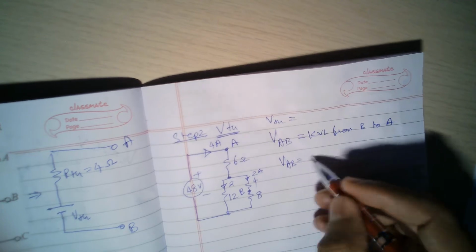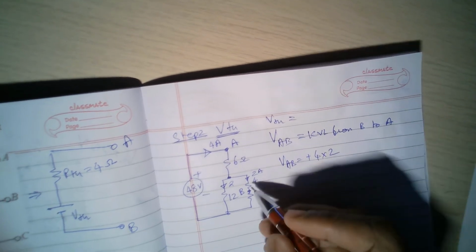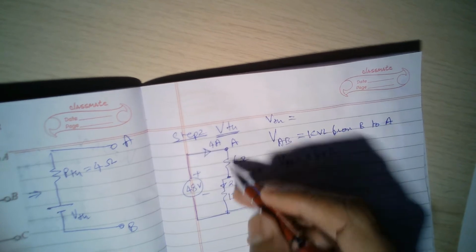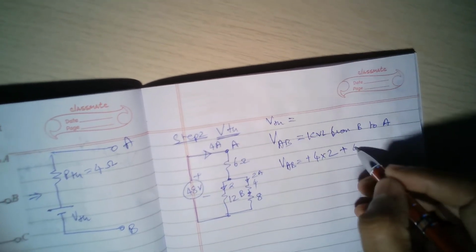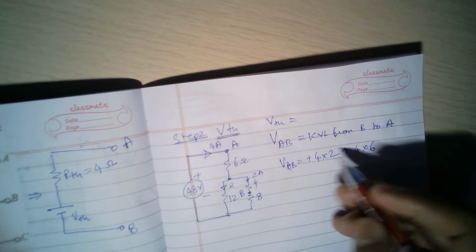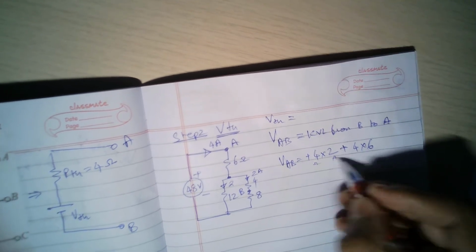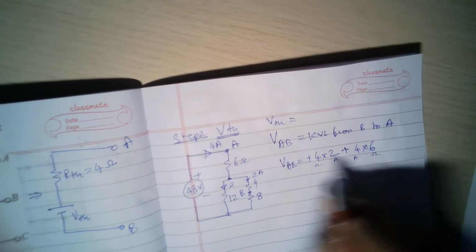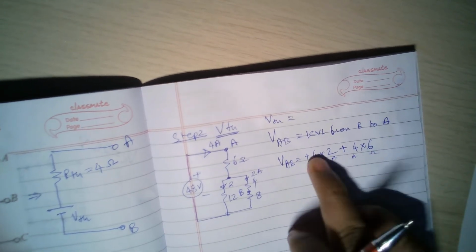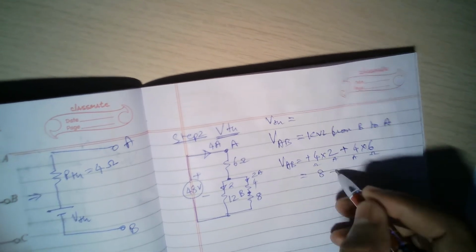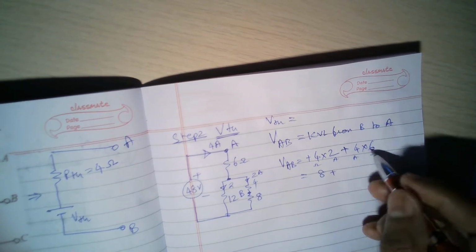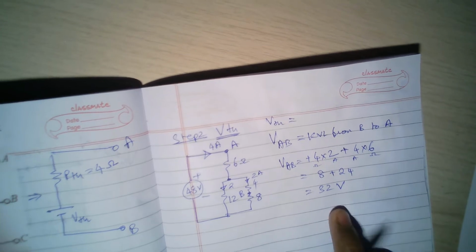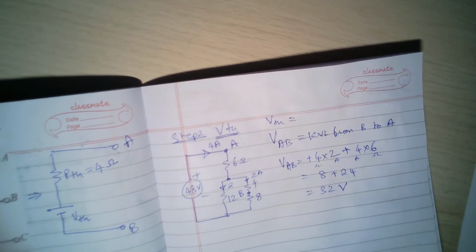VAB equals plus 4 into 2, so that will be increasing voltage. Similarly 4 into 6, I am further increasing. Okay, so plus 4 into 6. In this case, here ohms and amperes. Here also, 4 is amperes and 6 is ohms, so just don't get confused there. So 4 into 2 is 8 and 4 into 6 is 24. So 24 plus 8 is 32 volts. So the Thevenin's voltage is 32 volts.